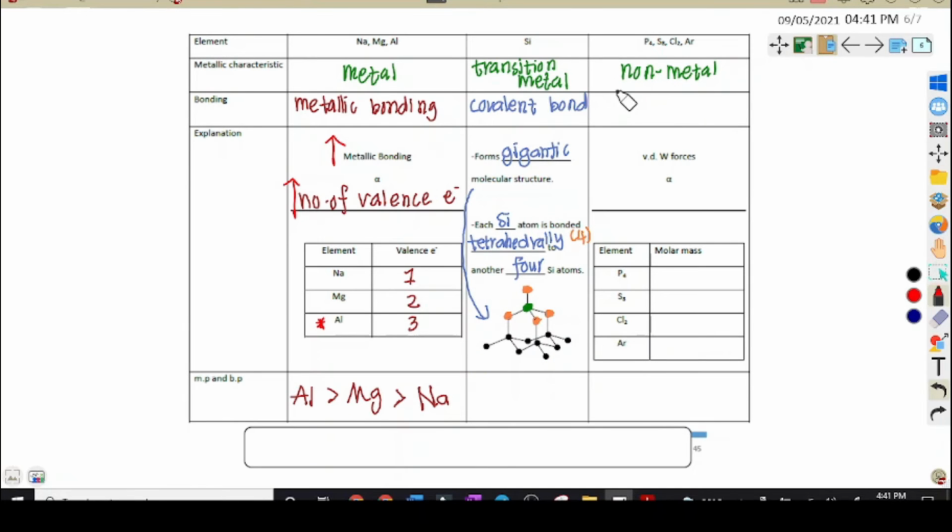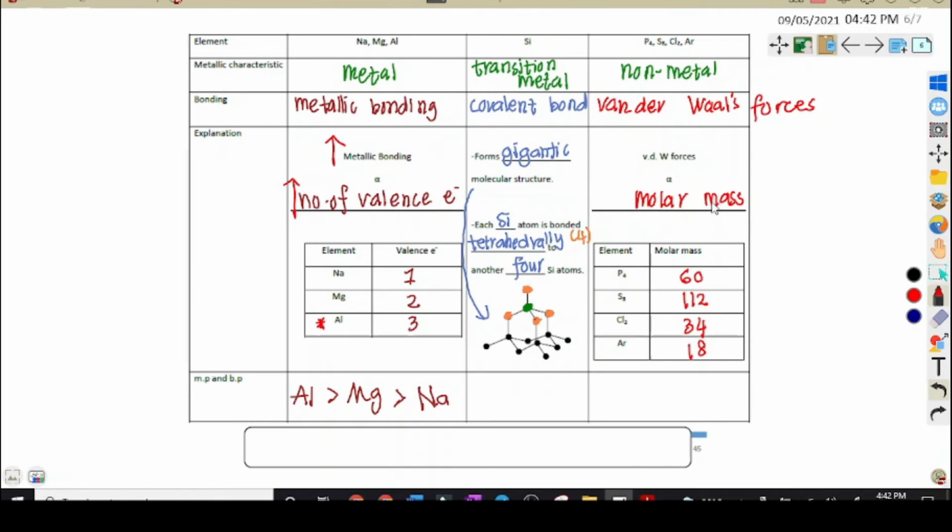For the non-metals, they have van der Waals forces. Van der Waals forces are directly proportional to the molar mass. For the element P4, the molar mass would be 124. For S8, that would be 256. For Cl2, 71, and argon would be 40.